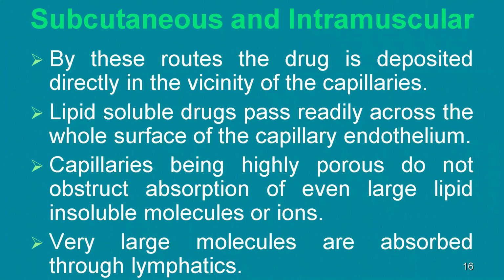The blood capillaries, being highly porous, do not obstruct the absorption of even large lipid insoluble molecules and ions. Very opposite to the blood-brain barrier which is present in the brain, the other capillaries outside the central nervous system are highly porous and do not obstruct the absorption of even large lipid soluble drugs or ions. Very large molecules are absorbed through the lymphatics. The lymphatic circulation is a totally different system that exists in everybody. Very large molecules are absorbed through the lymphatics.